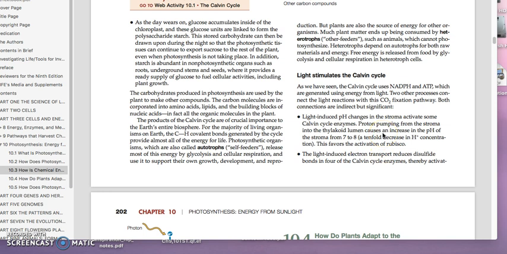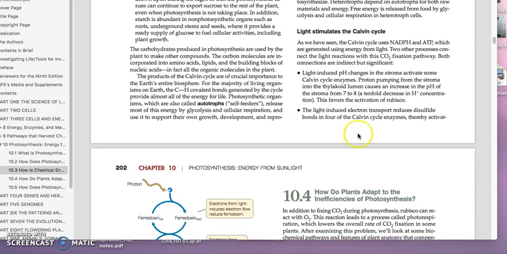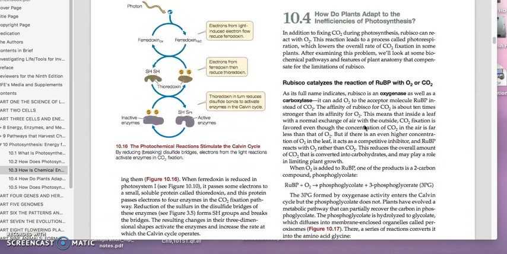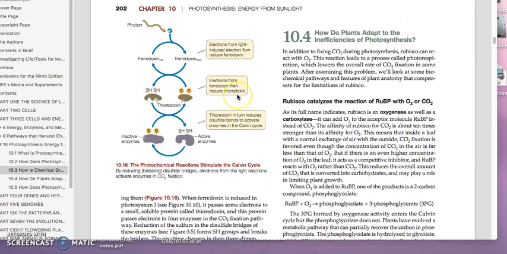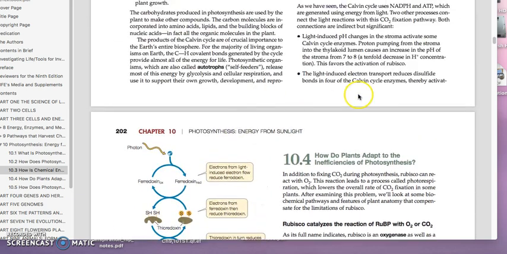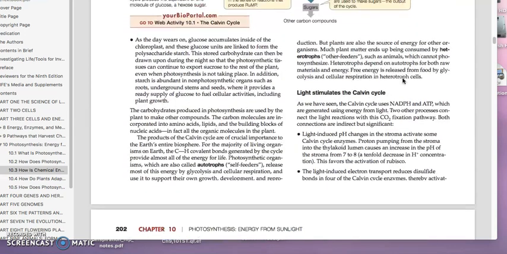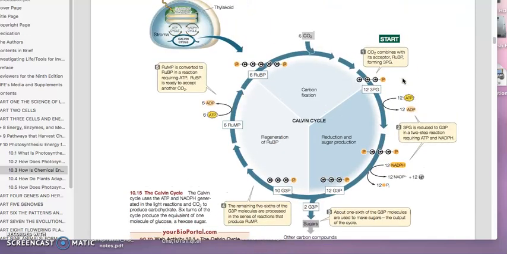Okay, another connection of the light reactions with the Calvin cycle is that light-induced electron transport reduces disulfide bonds in 4 of the Calvin cycle enzymes, activating those enzymes. I wouldn't worry about all the details on that, but just know electron transport will activate some of the Calvin cycle enzymes. Okay, so let's look at the Calvin cycle.